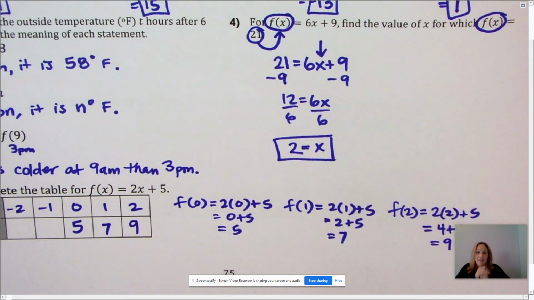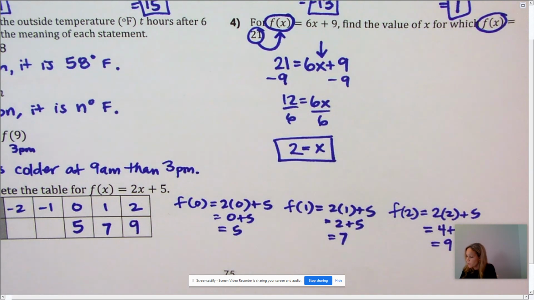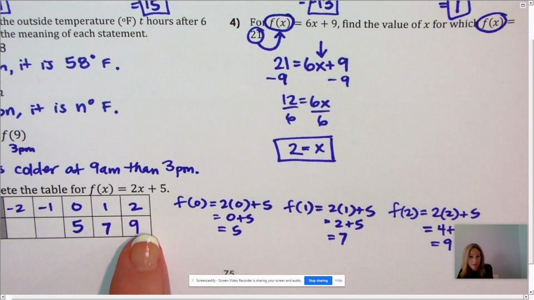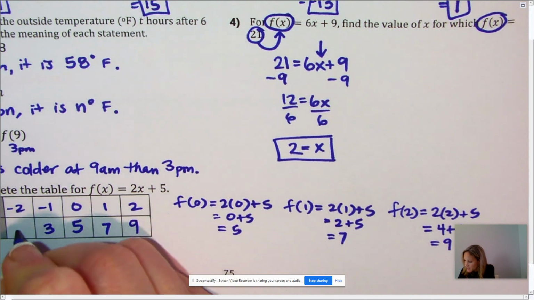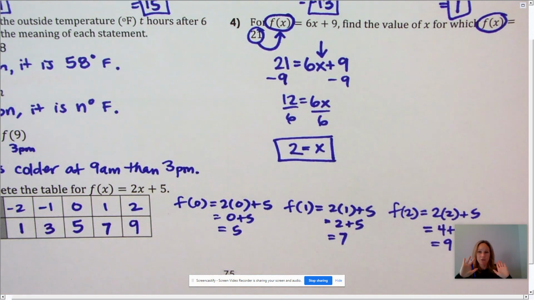Okay. Do you guys see a pattern? It went up by 2, up by 2. So I can go down by 2 and down by 2. Okay, if you don't see the pattern, it's okay. Just plug in those numbers and you'll still get the same answer.